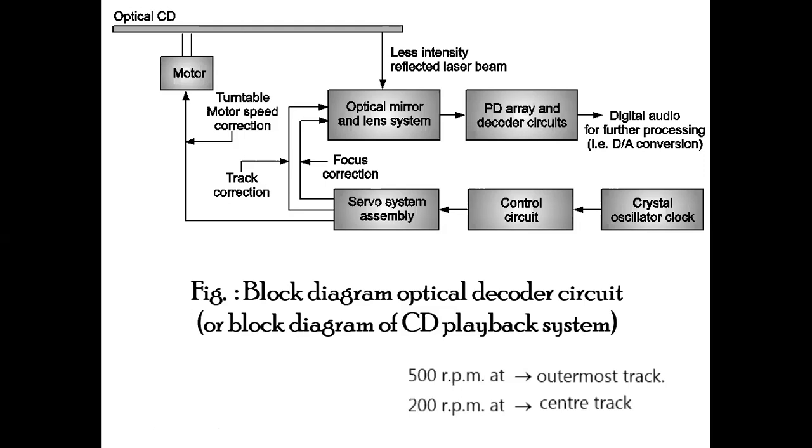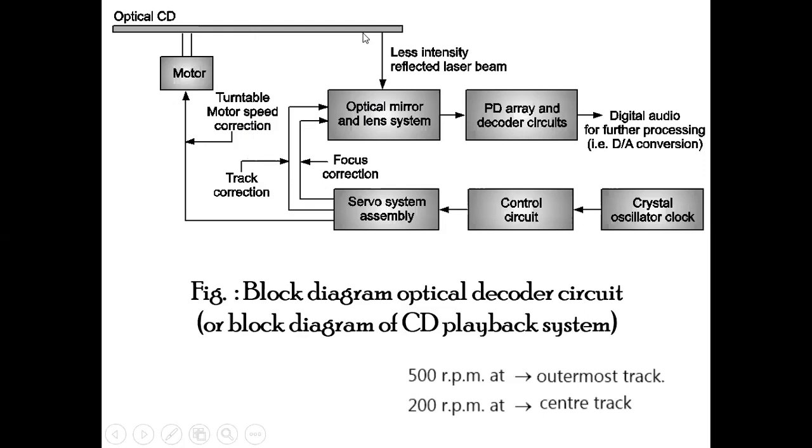Rotating of CD from 200 rpm to 500 rpm is done with the help of turntable motor, whereas servo motor is used to move this optical assembly from inner track to outer track to inner track, depending upon the track number which you are playing from that optical CD or DVD.